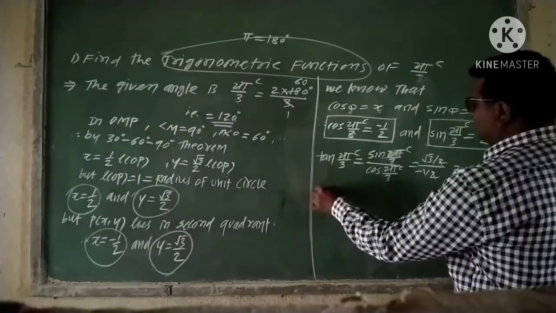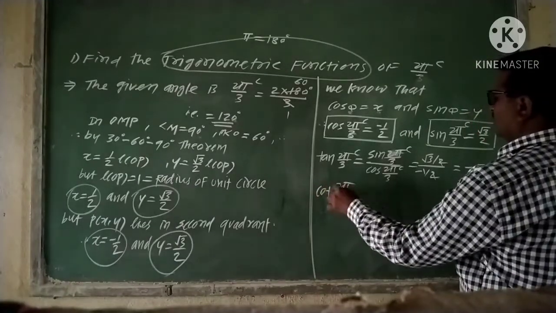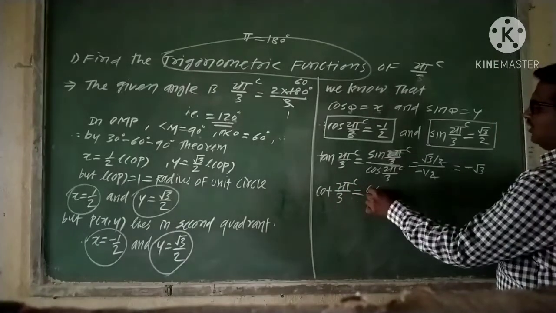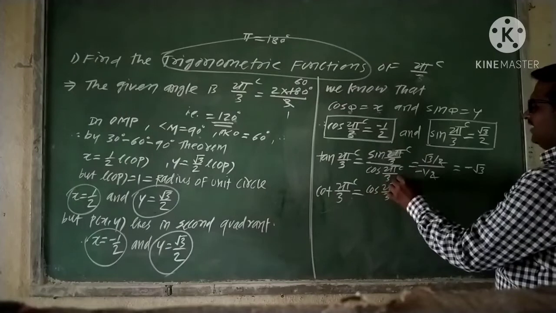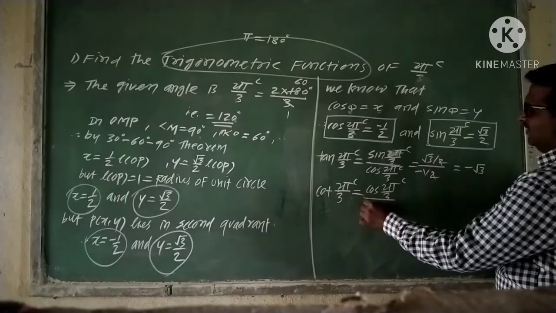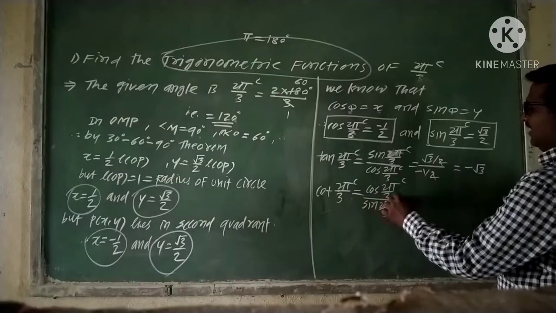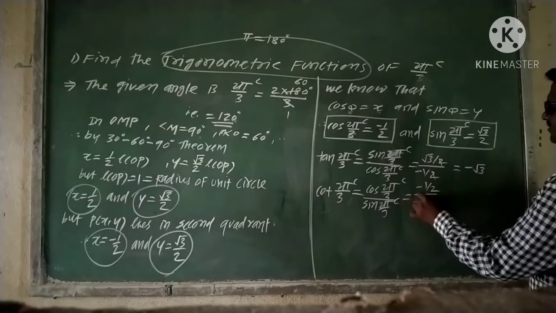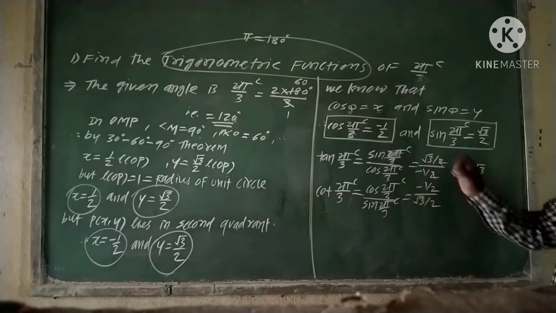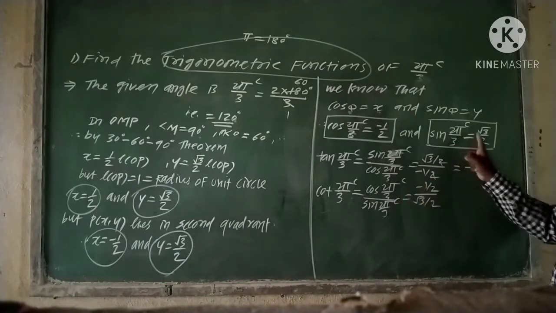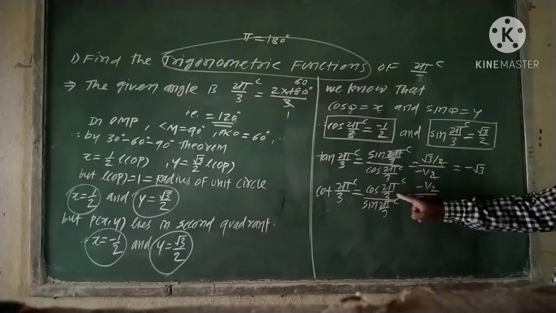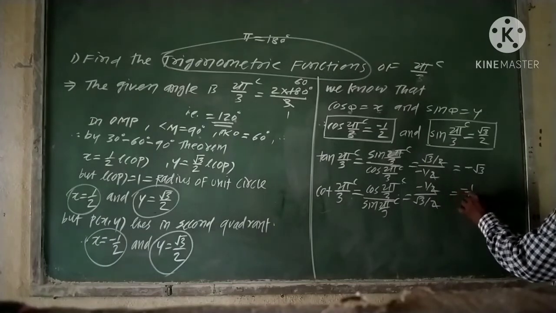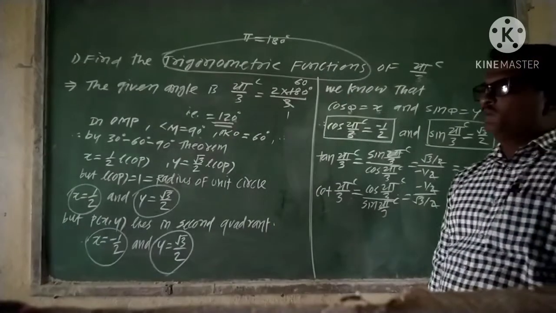Next term, cot of 2 pi divided by 3 radian. This term is equal to cos of 2 pi divided by 3 radian divided by sine of 2 pi divided by 3 radian, equal to minus 1 upon 2 divided by square root 3 divided by 2. Now here we put the values of sine of 2 pi upon 3 and cos of 2 pi divided by 3. The 2 get cancelled, and this value is minus 1 upon square root 3.